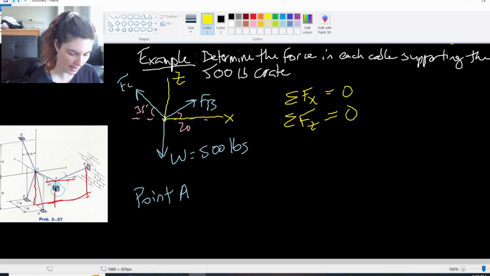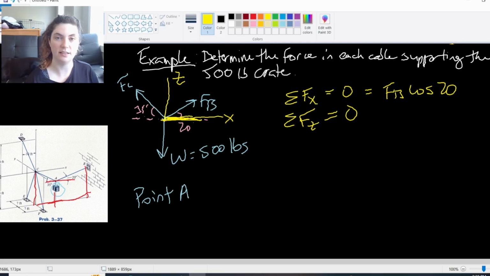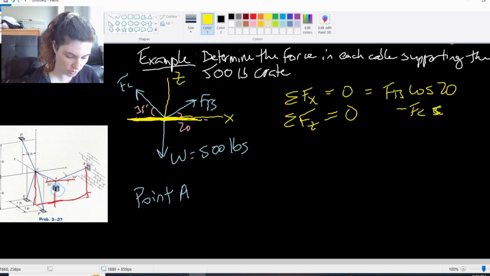So my Fx equation is going to be the X component of FB, which is FB cosine 20, because it's adjacent, and it's in the positive X direction. And then my FC also has an X component in the negative X direction, which is minus FC cosine 35. Right, so that's my equilibrium equation for Fx.